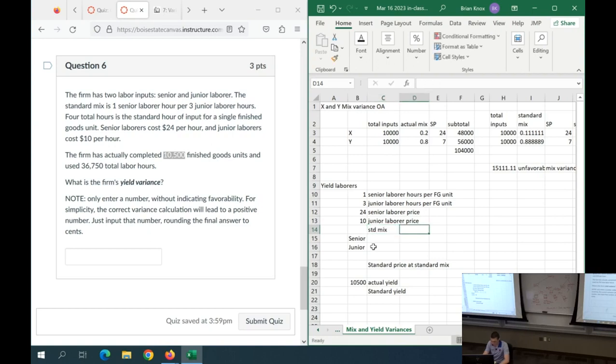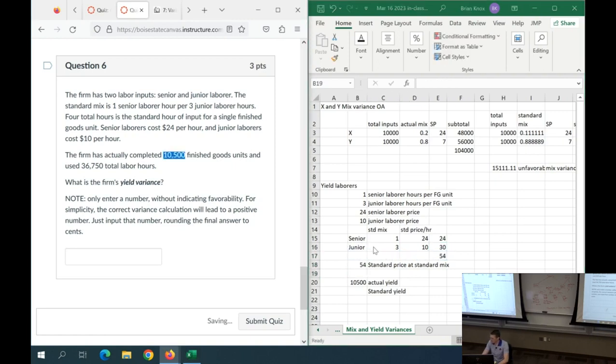Standard mix, standard price per hour, 1 to 3, just copying over these numbers. At the standard mix, we have 1 senior labor hour and 3 junior labor hours, and they cost us 20, 4, and 10 respectively. Just multiply across. So for every finished goods unit, we have $54 of direct labor going into it, because we have $24 of senior labor cost going into it for the 1 hour of senior labor time it takes, and we have $30 of junior labor for the 3 hours at $10 per hour for junior laborers it takes. So that is the standard price at the standard mix.